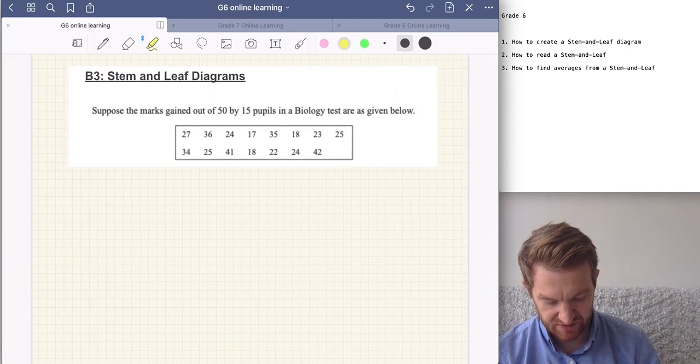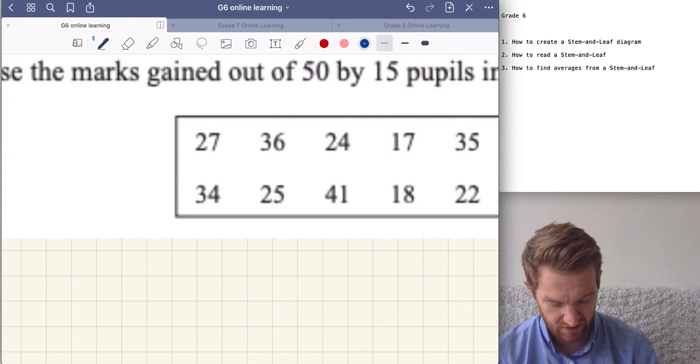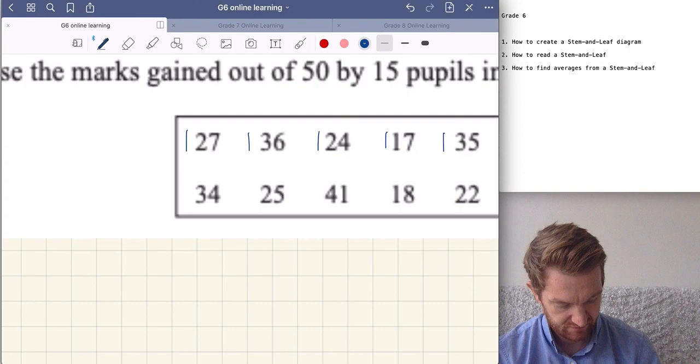Now, just a couple of things to note. Let's go back to this one. Let's imagine this number here was 127. Let's imagine they were all 100.